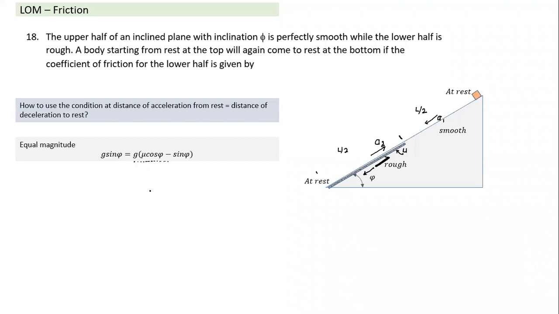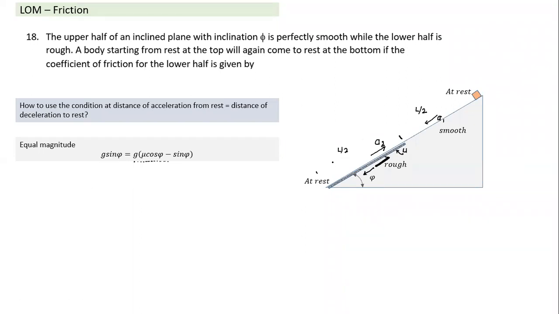What is the answer now? Pretty simple. So g sine phi. Yes, Vignesh, any question? Like, can we do this using the work energy theorem? You can do it with the work energy theorem also.